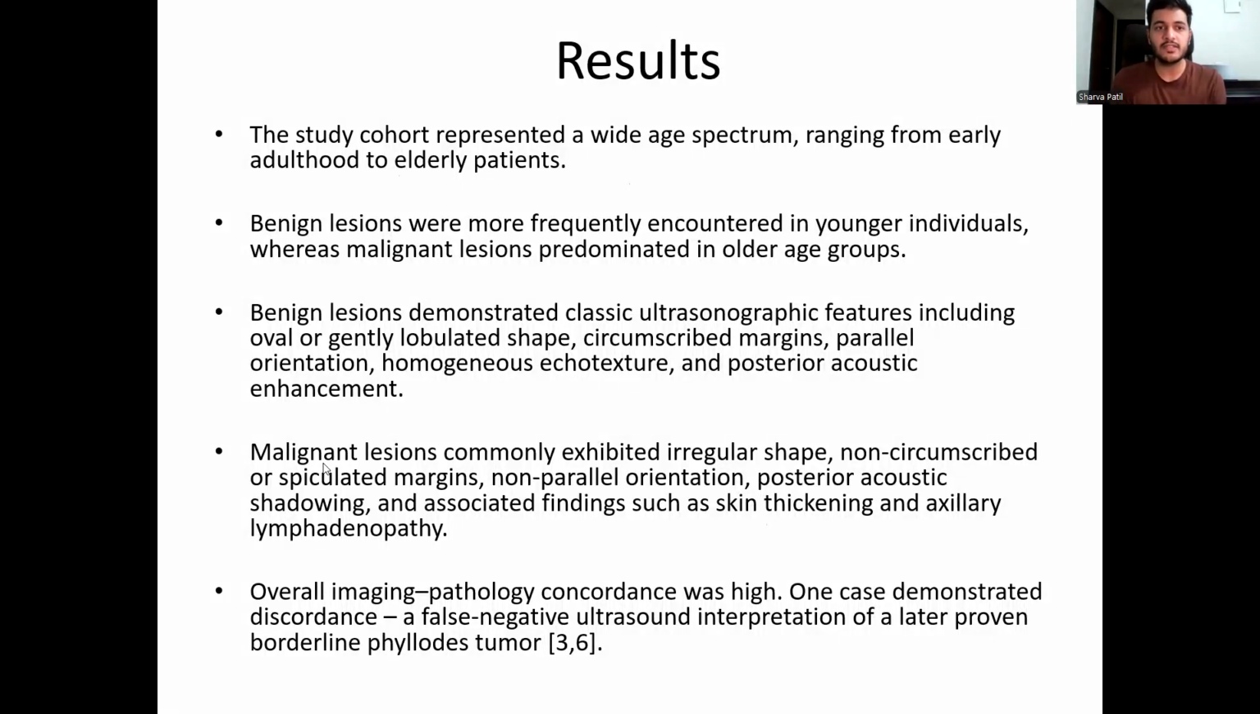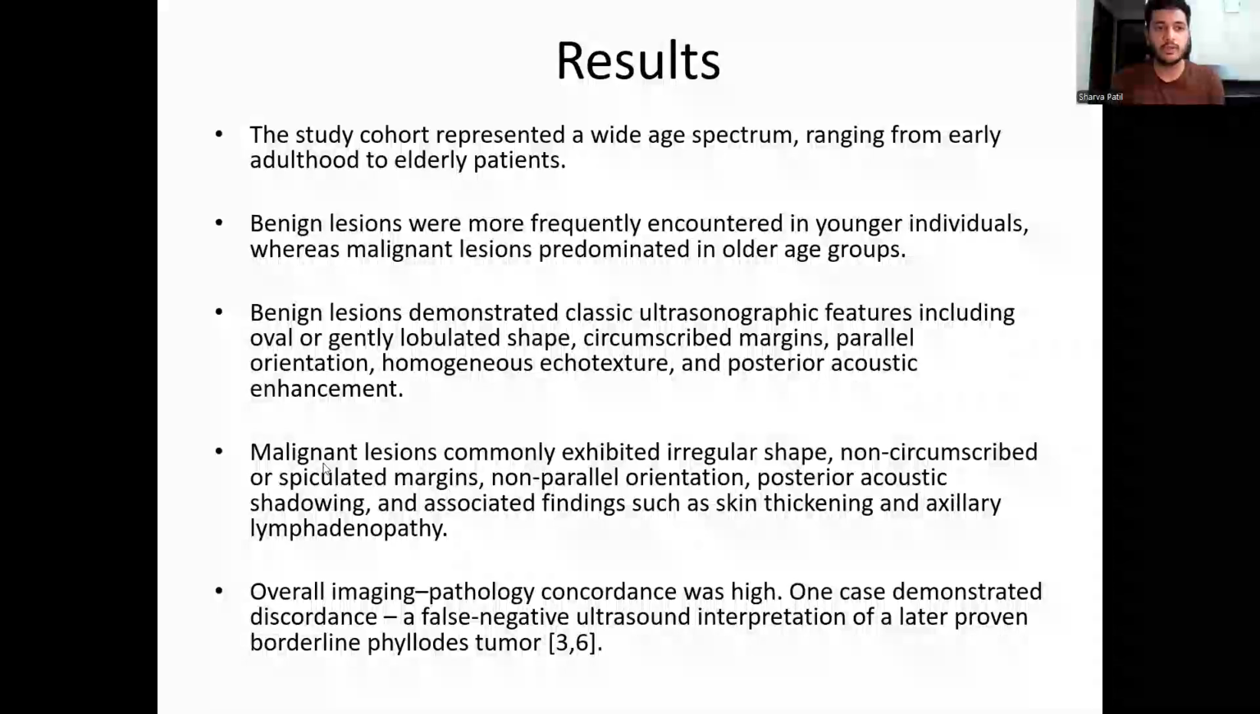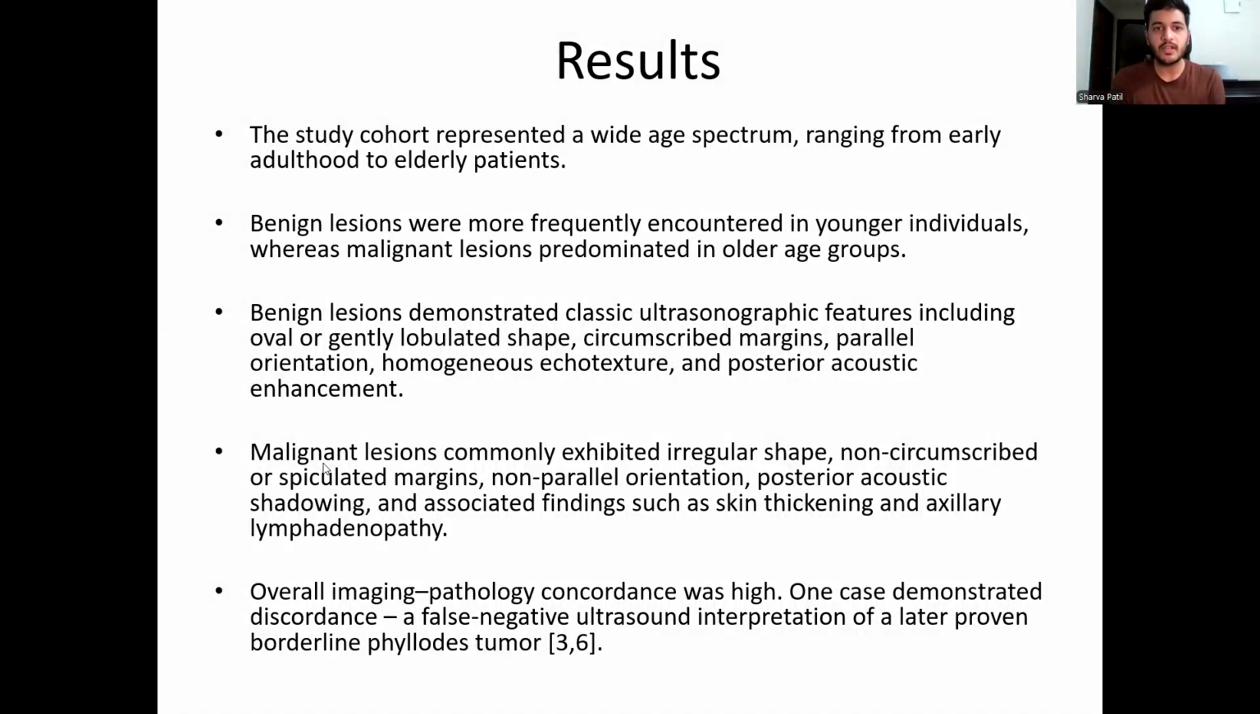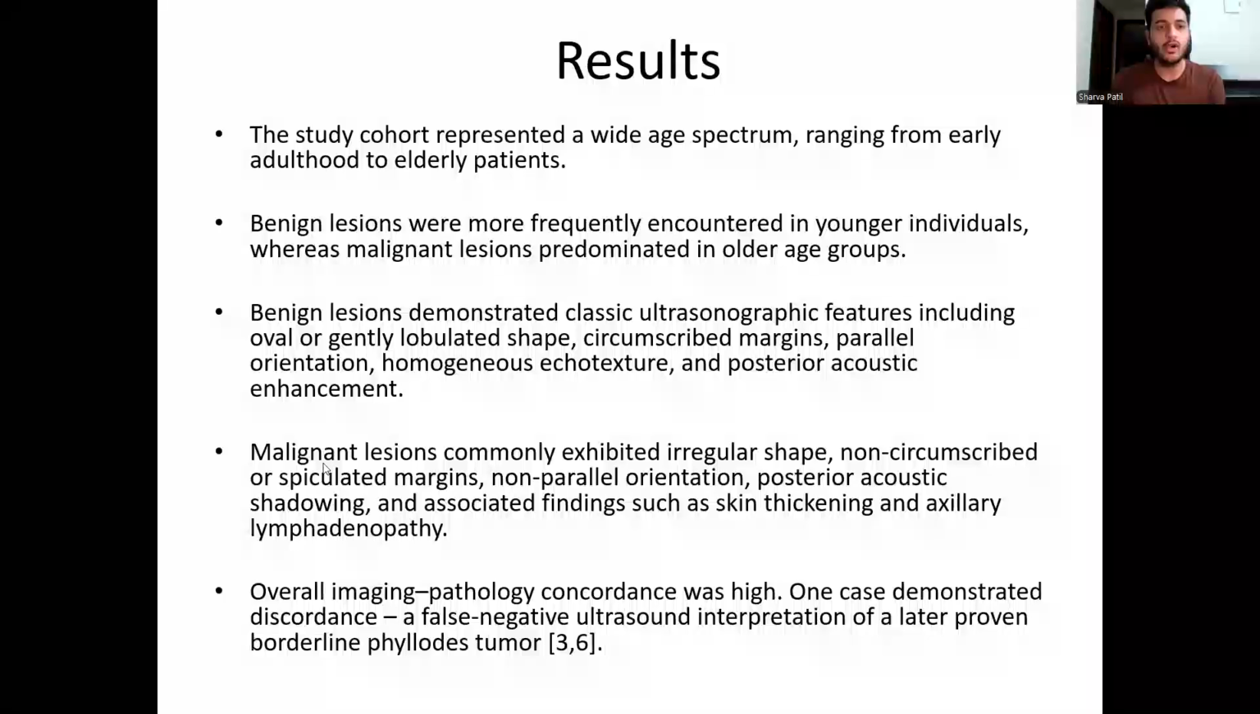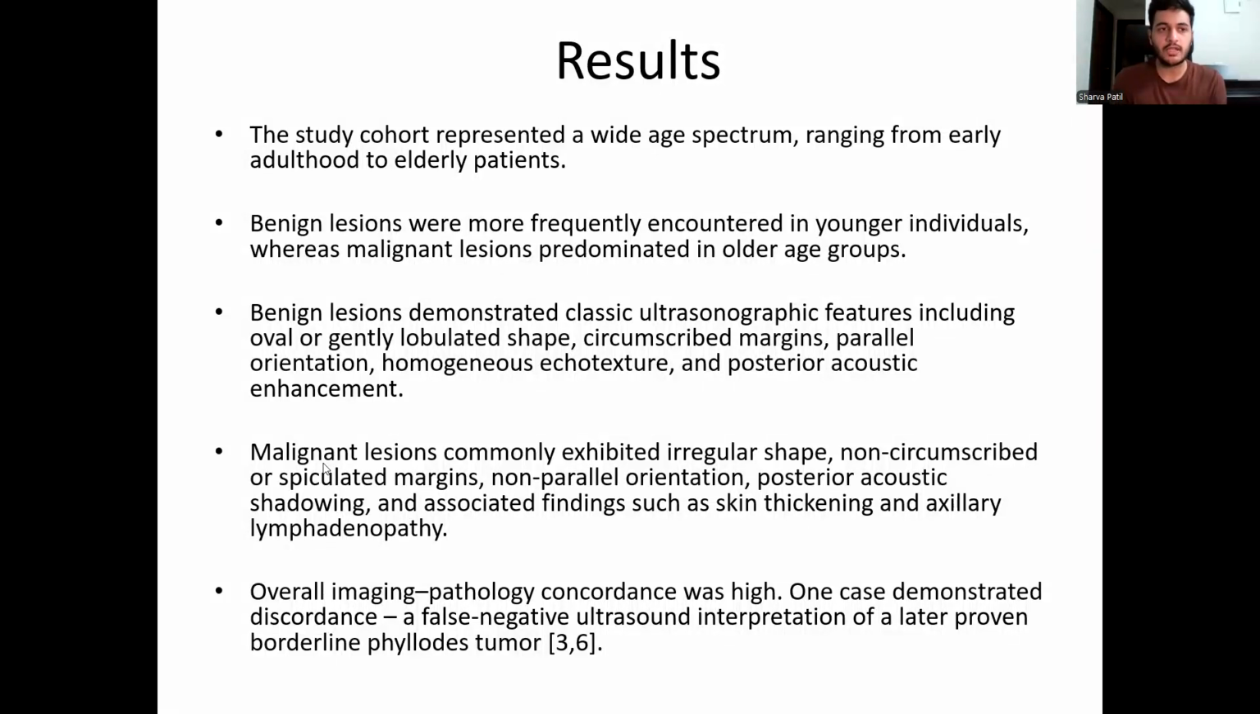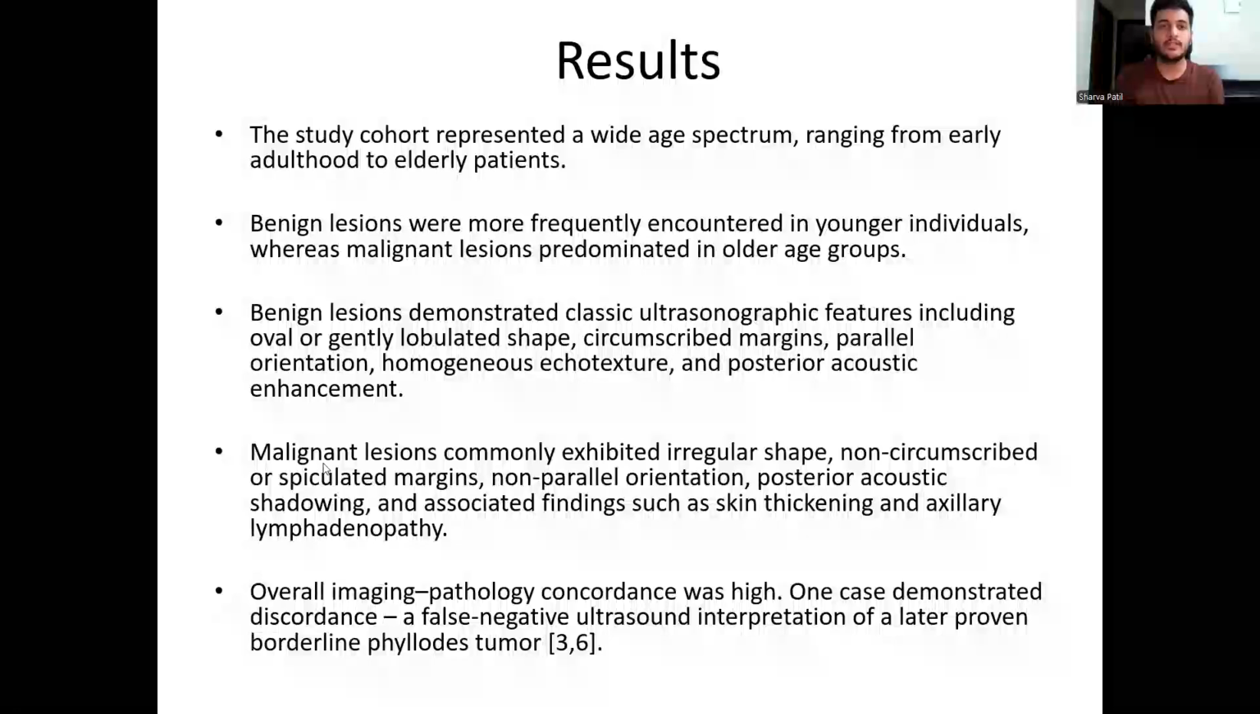Benign lesions demonstrated classic ultrasonographic features, including oval or gentle lobulated shape, circumscribed margins, parallel orientation, homogeneous echotexture, and posterior acoustic enhancement. Malignant lesions commonly exhibited irregular shape, non-circumscribed or spiculated margins, non-parallel orientation, posterior acoustic shadowing, and associated findings such as skin thickening or axillary lymphadenopathy. Overall imaging pathology concordance was high. One case demonstrated discordance. It was a false negative ultrasound interpretation of a later proven borderline phyllodes tumor.